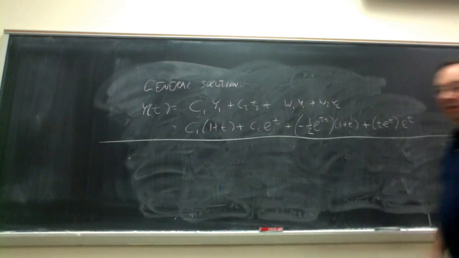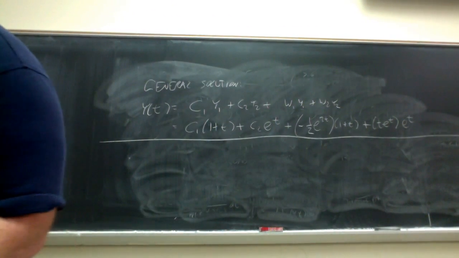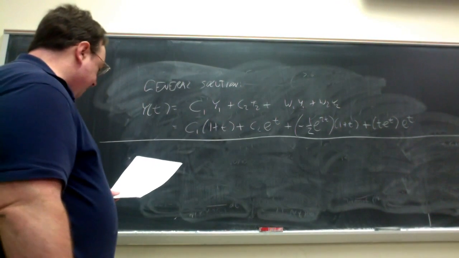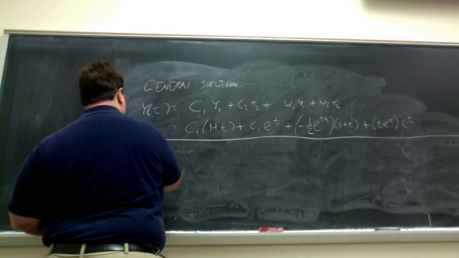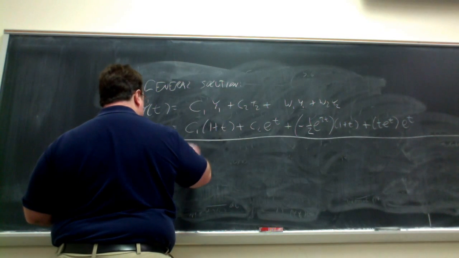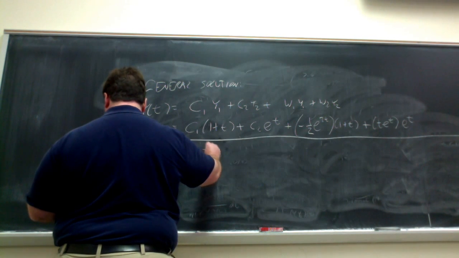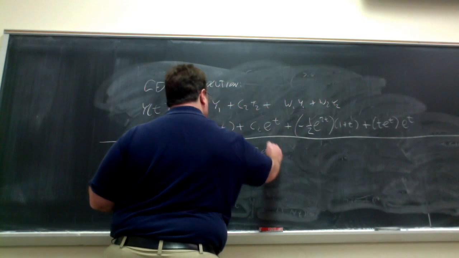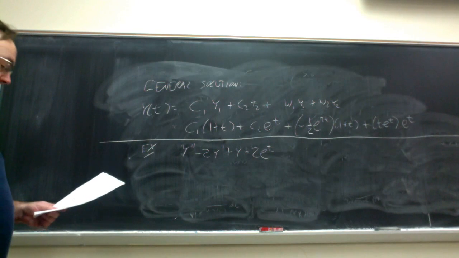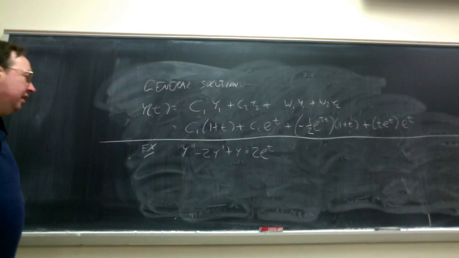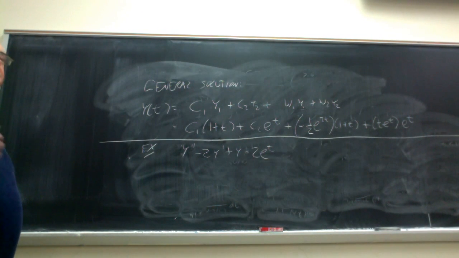Now let's take a look at another. Now this is sort of a problem where you can use either method. y double prime minus 2y prime plus y is equal to 2e to the t. So a problem like this where you have constant coefficients. So here you're not given the y1 and y2.